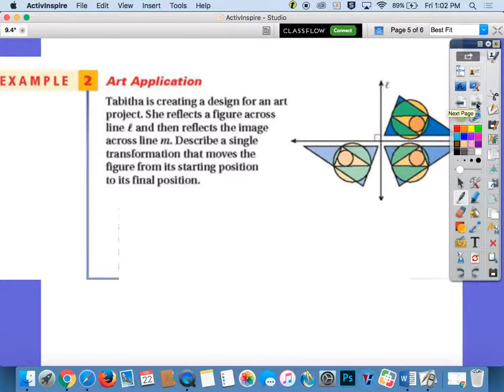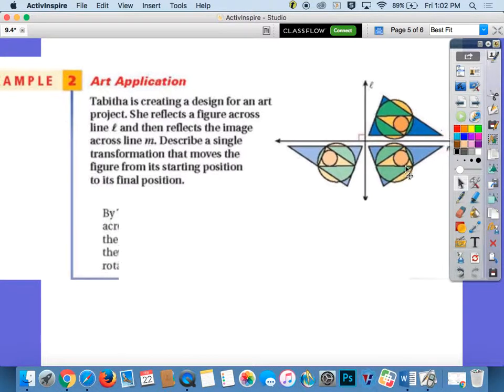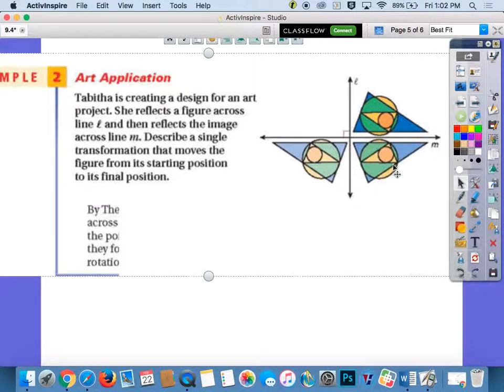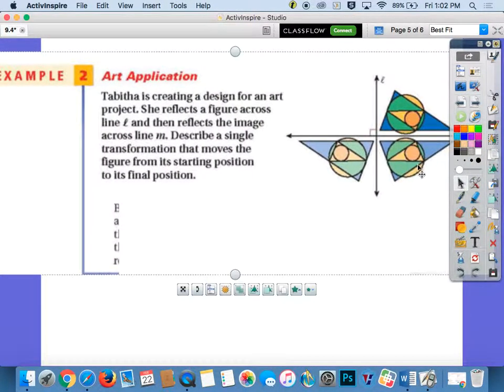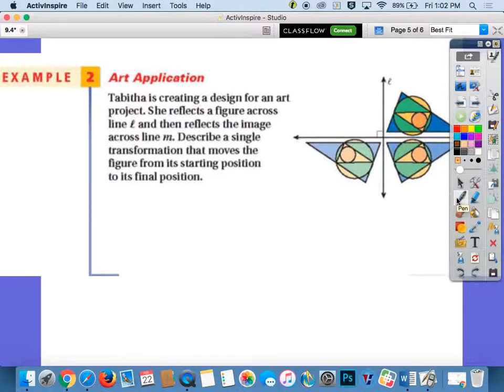All right, so we'll just do this as our last example here. Tabitha has created a design for an art project. She reflects a figure, okay, this is our original figure, guys, across line L, and then reflects across line M. All right, so actually, no, we're going to be going across line L here first, and then we're reflecting across line M. So we're going to move it back just a little bit. So this is going to be our M. So we're starting here. She reflects it across line L, alrighty, and then line M.